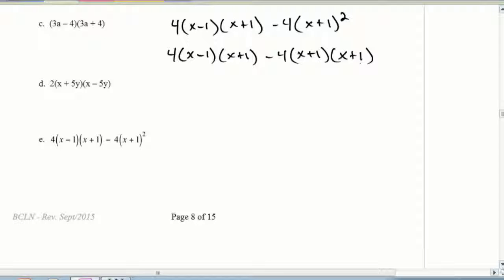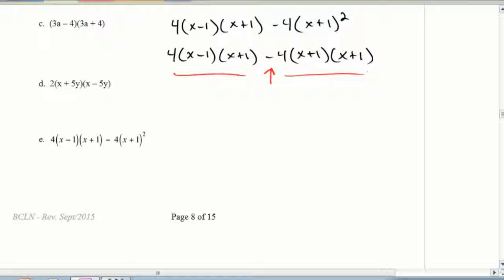Okay, there's lots of different ways to do it. You can distribute the 4 through and then FOIL, or you can FOIL and then distribute the 4 through after. I kind of like foiling first and then doing the 4. The important idea here is that the order of multiplication doesn't matter. What's important to recognize is this is a subtraction sign in the middle. So this is a multiplication and this is a multiplication.